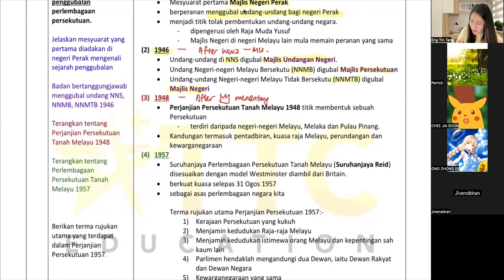Malayan Union? And then we created a new government. We form a new government. The new government is called Persekutuan Tanah Melayu in 1948. So dekat sini, perjanjian. They sign a perjanjian. Talking about the terms and conditions.